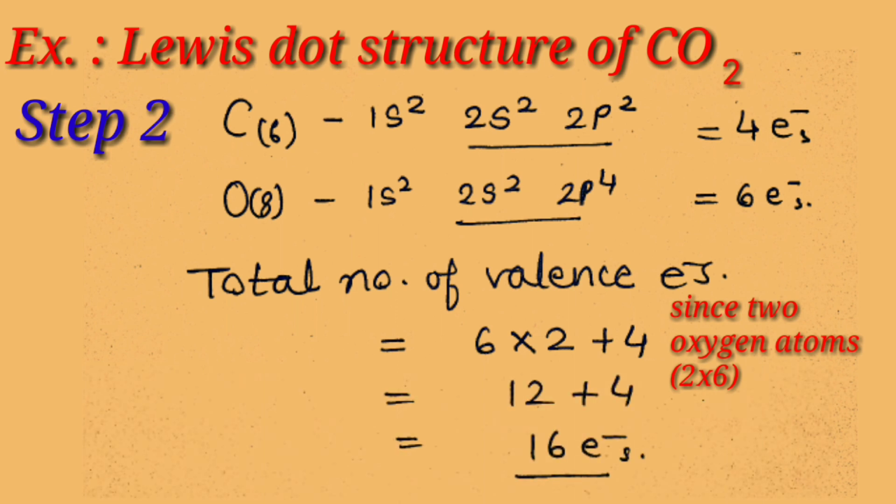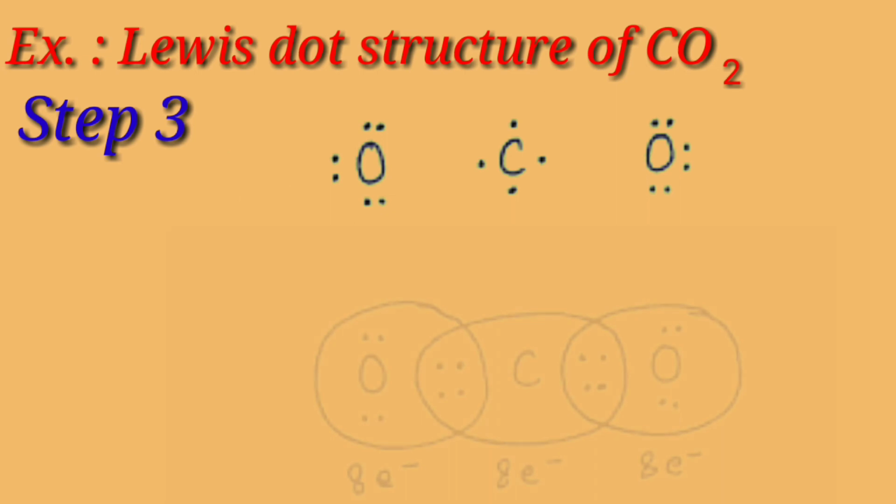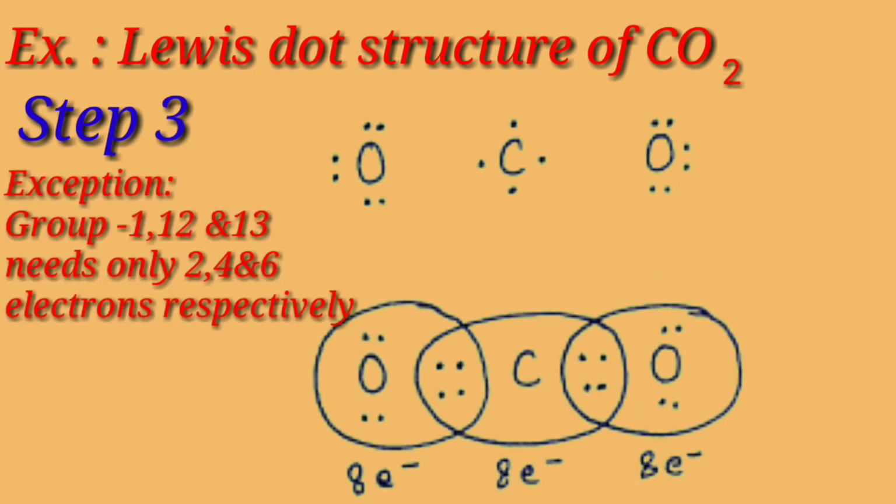Further, these 16 electrons are placed around the atoms in the form of dots. Now, the next step is to move the dots so that you have 8 dots around each element. That is, keep the dots in pairs. In case of exceptions, group 1, group 12 and 13, they need only 2, 4 and 6 electrons around them.